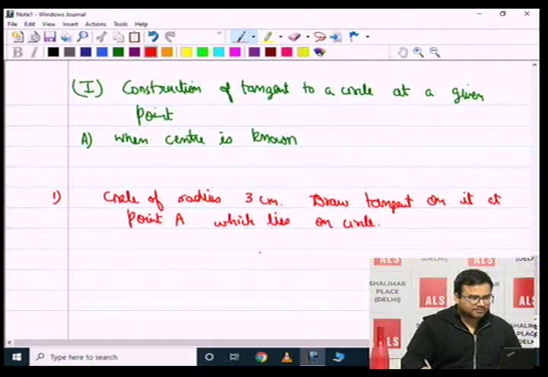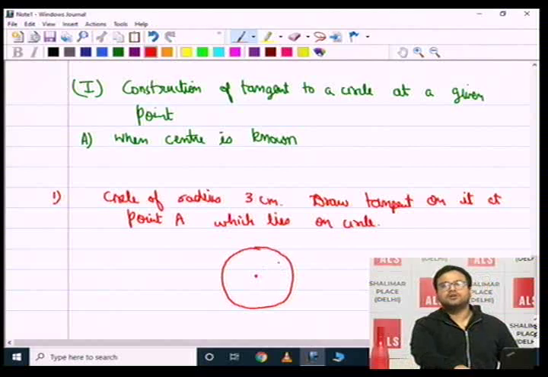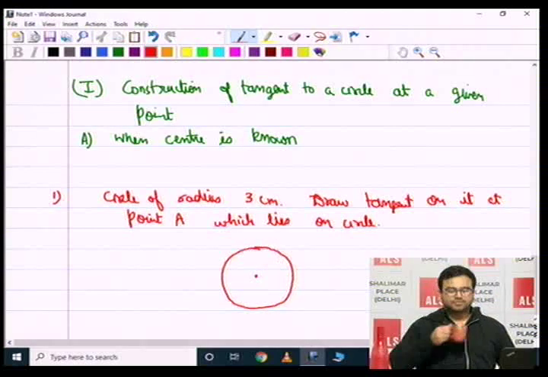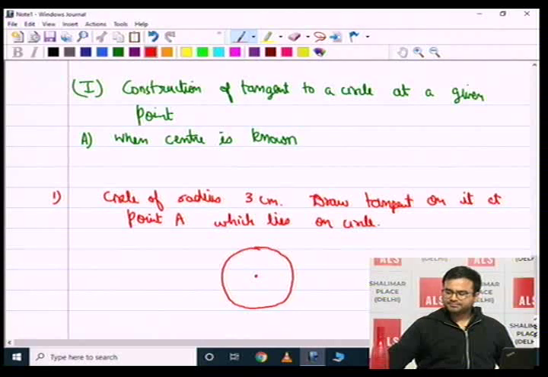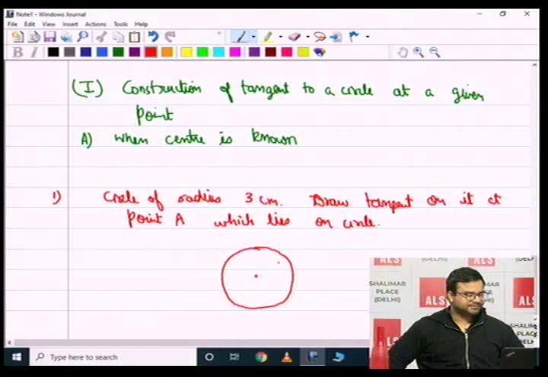So first of all, you draw a circle of radius 3 centimeter. All of you draw it. And let me know when you are done. After every step, just give me the hint that you have done. Draw a circle of radius 3 centimeter.